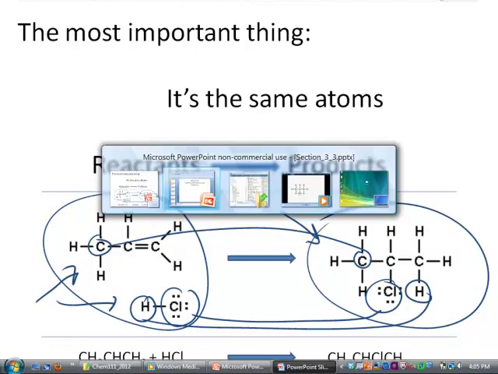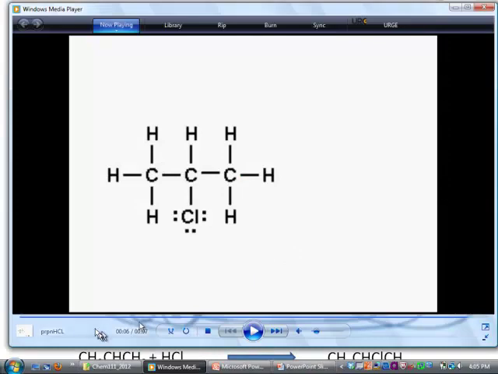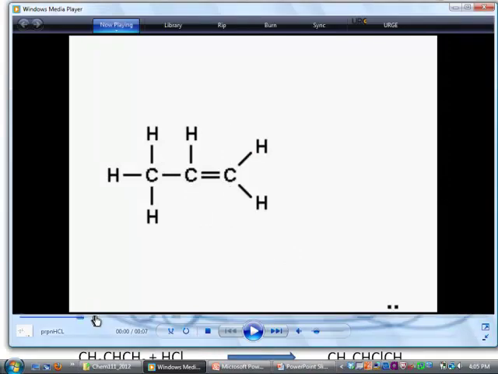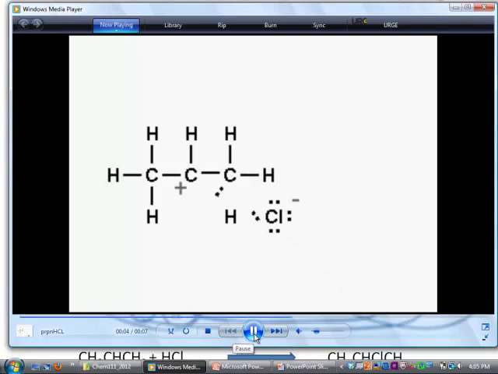Let's go back and look at our animation one more time. So when we start here, we have HCl and we have our propene. And so watch when the reaction happens, nothing is formed, no atoms appear or go away. They just move around. They just change what they're connected to.